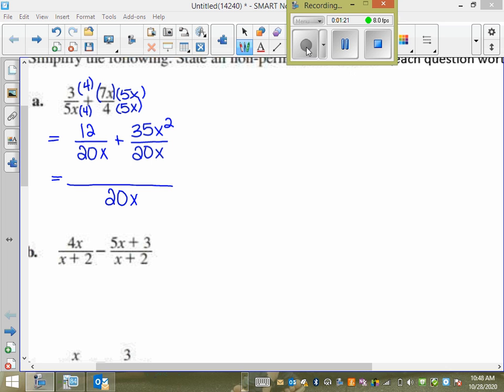Why didn't you put the 20 and the x in their own brackets? You can. It doesn't matter. So we're going to get 12 plus 35x squared. Now this is where people go astray. You're done. You guys keep going, which is a problem, okay?